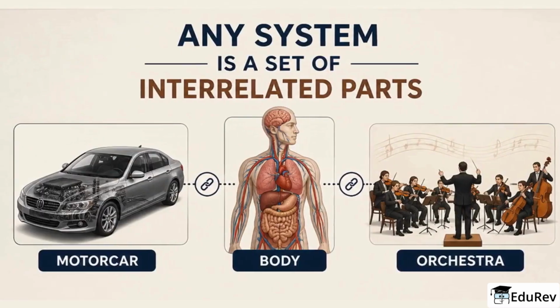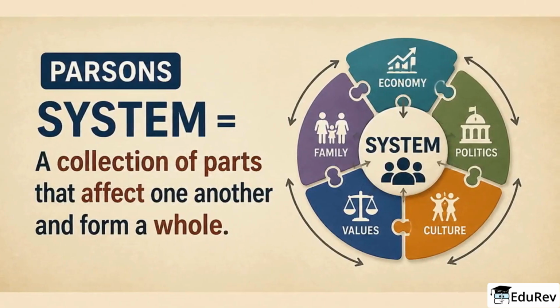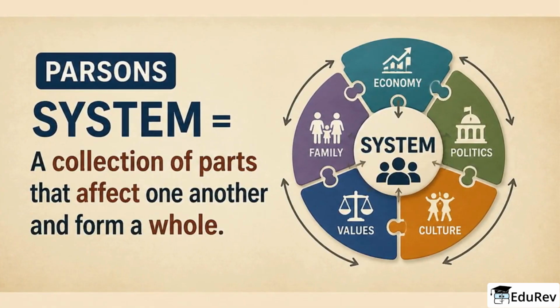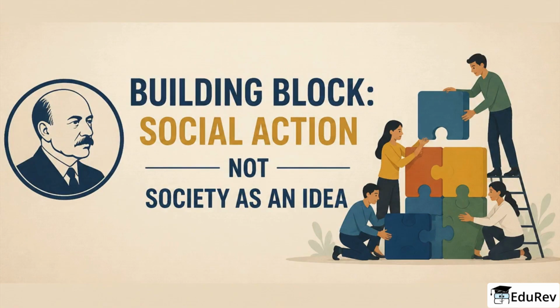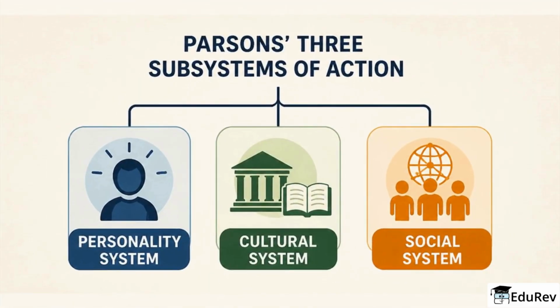First, imagine any system as a set of interrelated parts, like a motor car, a body, or even an orchestra. Parsons uses the word system to mean a collection of parts that affect one another and together form a whole. The basic building block for him is social action, not society as a vague idea. He then organizes systems of action into three subsystems: the personality system, the cultural system, and the social system.